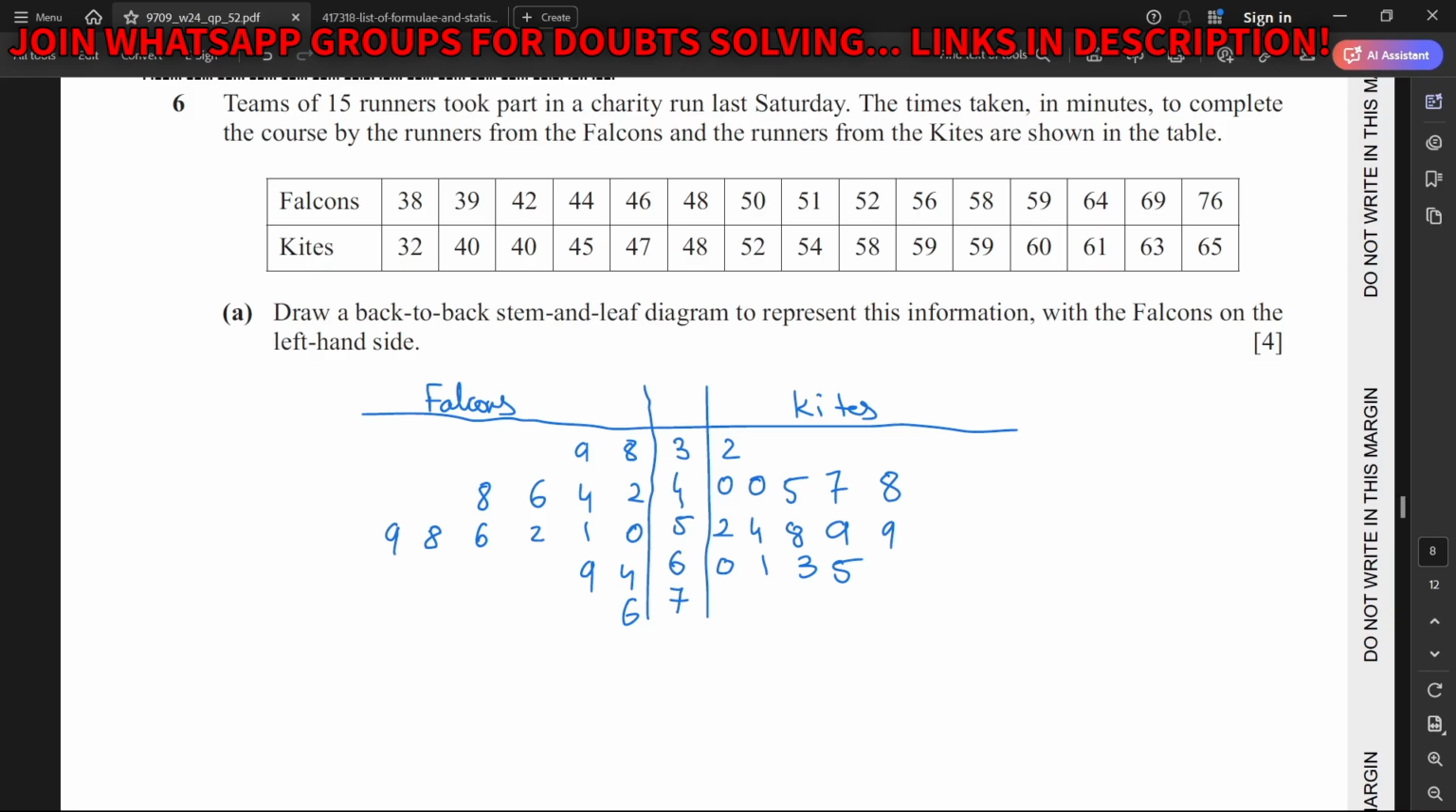So this is how we are going to get the stem and leaf diagram. And I'm also going to mention the key over here as, let's say for example, 240 represents the time taken in minutes, right? So 24 minutes for Falcons and 40 minutes for Kites. So basically that is how you define your key and your stem and leaf diagram.